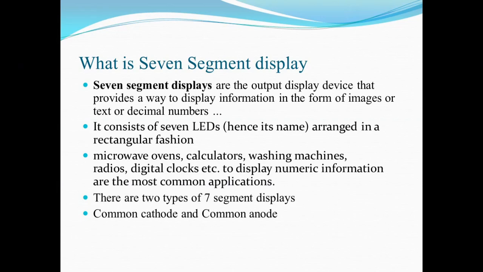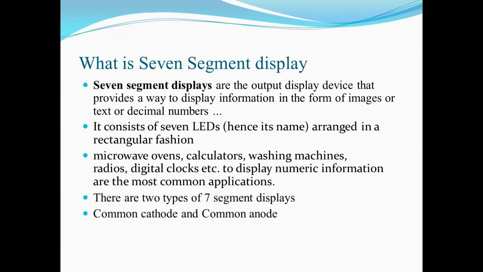First we will understand what is the meaning of a 7 segment display. 7 segment displays are basically output devices. It's a display device which provides display information, normally in the form of numbers. Normally we display the numbers 0 to 9 and a few characters with the help of this 7 segment display.